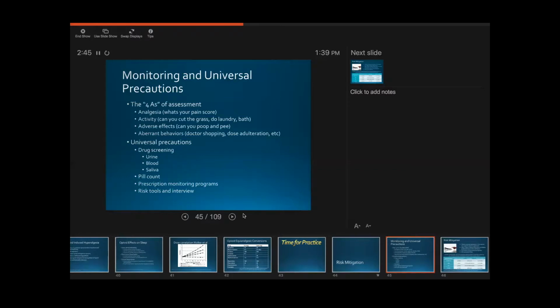Okay, the other part of universal precautions or risk mitigation are things called drug screening, which is pretty self-explanatory, pill counts, prescription monitoring programs, and the risk evaluation tools. Urine drug screens are pretty self-explanatory. We have them pee in a cup. We try to figure out if it's actually their pee or somebody else's pee or water or the toilet water.